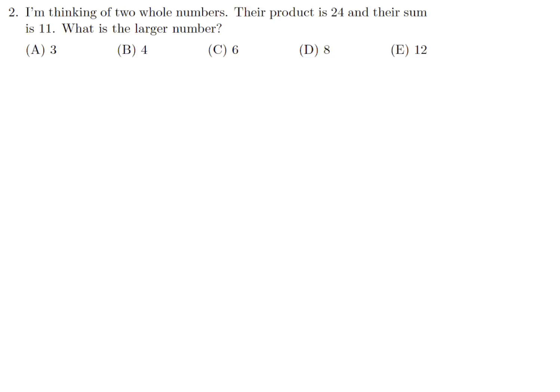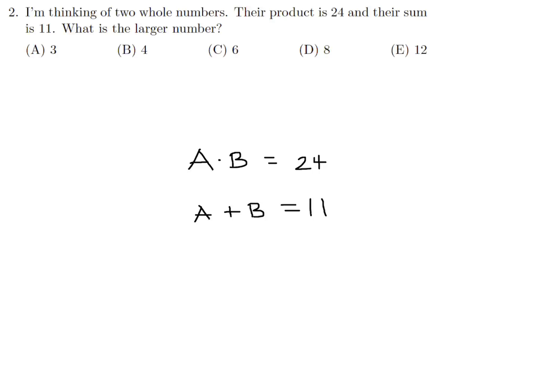I'm thinking of two whole numbers. Their product is 24 and their sum is 11. So you have two whole numbers, and when you multiply them, A times B, it becomes 24. And when you add them, A plus B, it becomes 11.